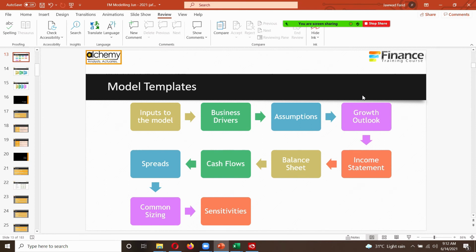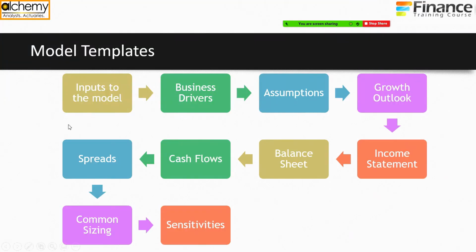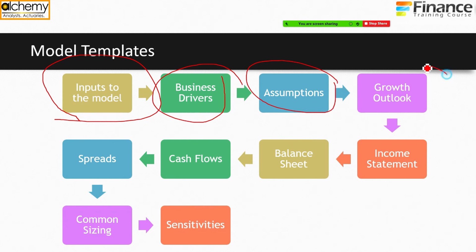From a structure point of view, if you think in terms of the sequence of work that we need to do, we need to start first with identifying the key models that we're going to work with. So we're going to work with the inputs which we've identified, then the business drivers, then our assumptions, then our growth outlook. So we've done this. We'll spend some time on this now, and this is our next big step.